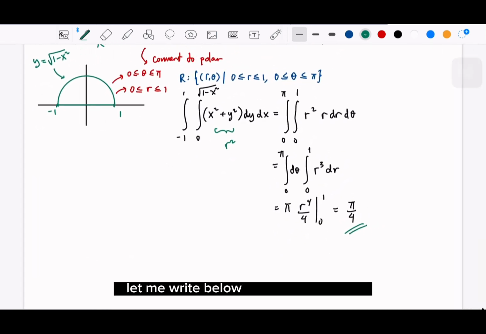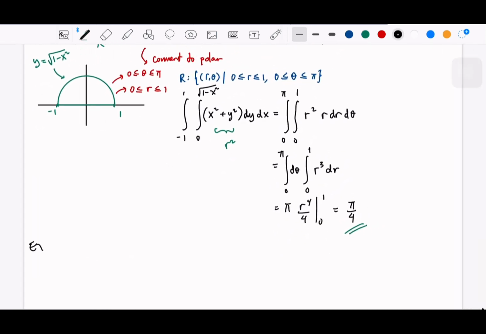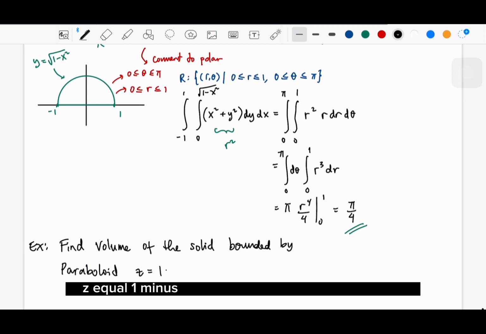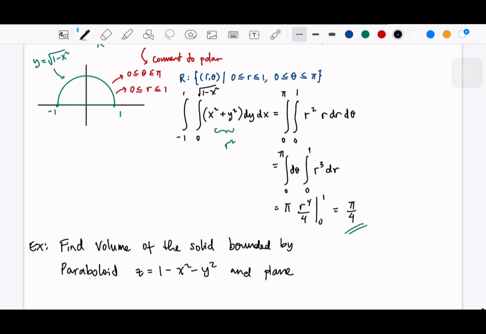Let me write below the other example. Find the volume of the solid bounded by the paraboloid z equals 1 minus x squared minus y squared and the plane z equals 0.